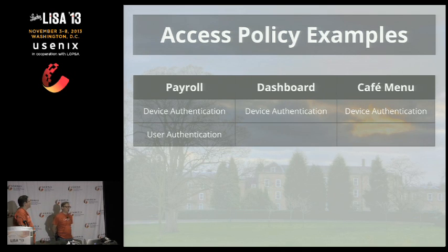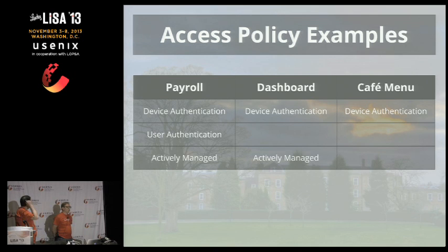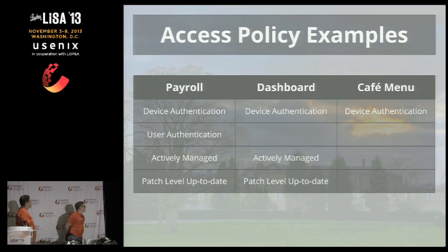The second one might be user authentication. The payroll system usually has some other access controls of who can see what, so you need that. But a dashboard that shows public information or the cafe menu is not necessarily protected by user authentication. Then you may want to see that the device used to display this data is actively managed. On the payroll system, again, you want to avoid that someone has a system that is not in a good state, where this data could be stolen and exfiltrated. And you also don't want someone to mess with your dashboard display and show things you don't want them to show.